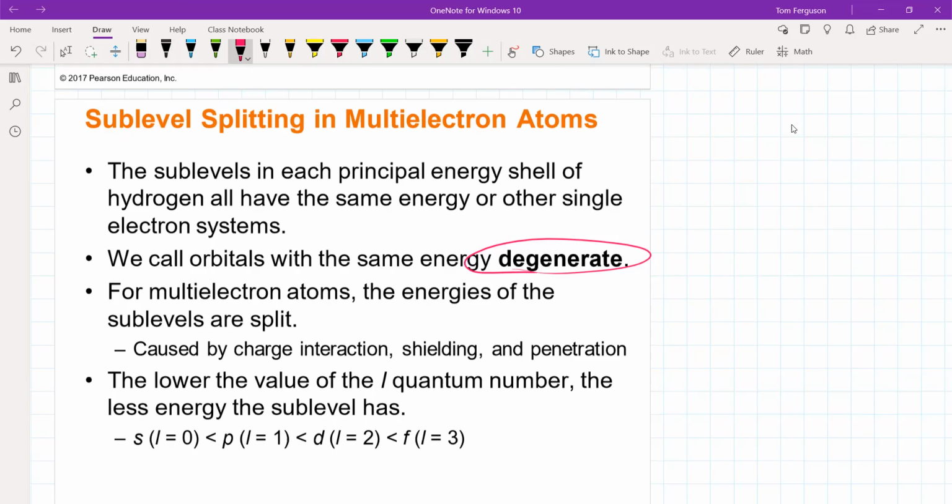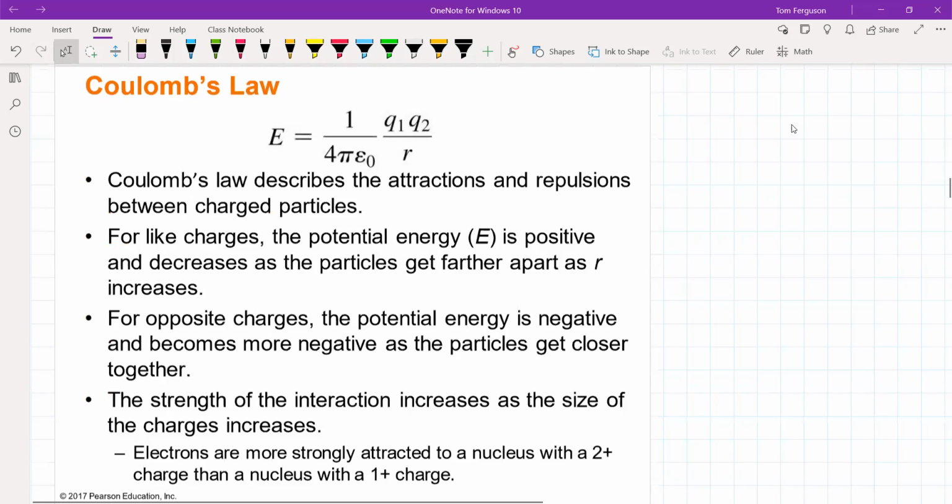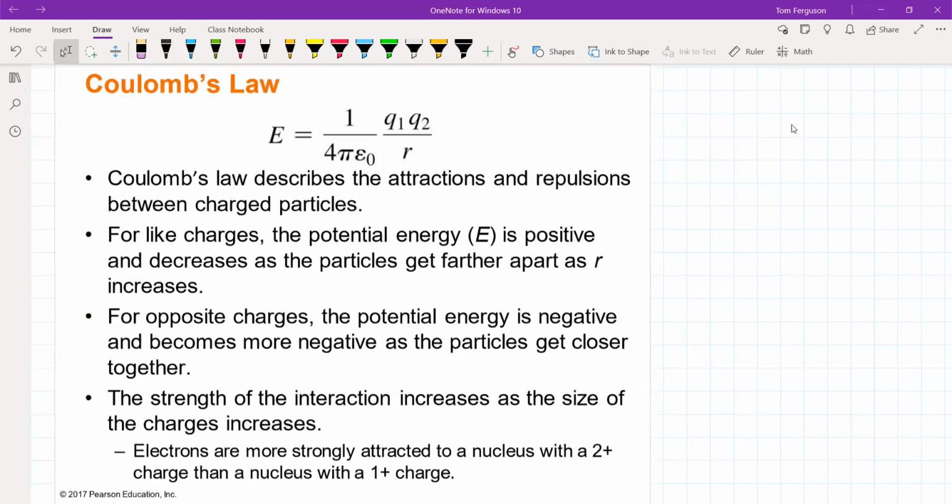Let's skip this for a while and come back to it. There's a guy named Dr. Coulomb a long time ago, ended up with this equation. You do not have to know this. This equation describes the potential energy between two charged particles.